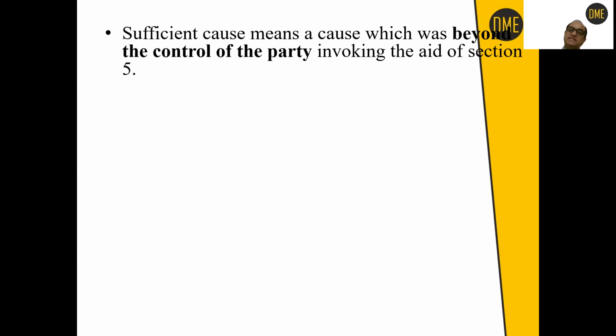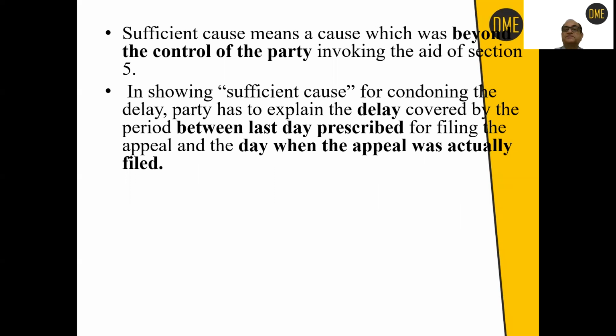If I met with an accident, I was confined to bed, I was admitted in hospital for a month or so. So the circumstances were beyond my control. I could not file the appeal in time. I could not contact my advocate. Hence, sufficient cause in nutshell means a cause which was beyond the control of the party.